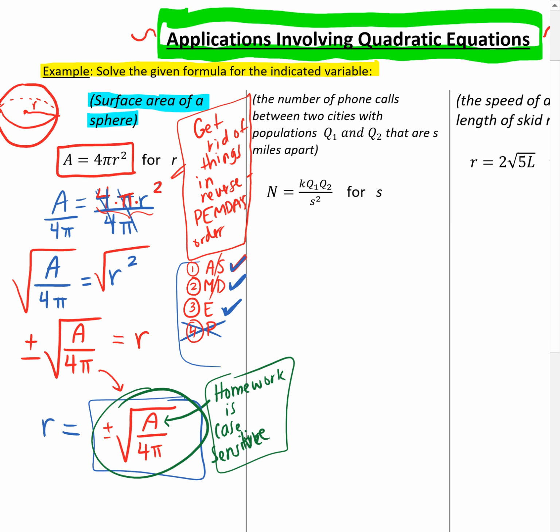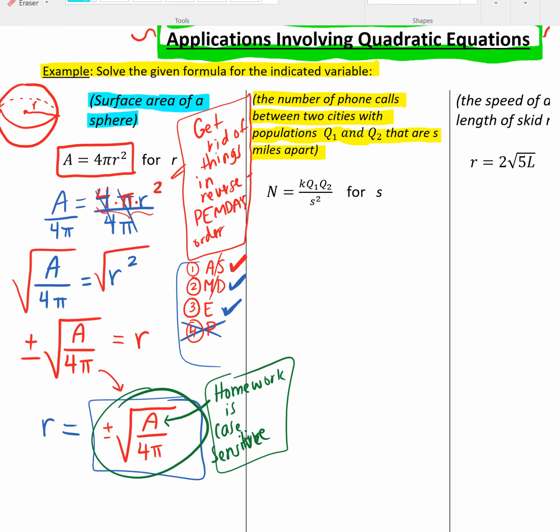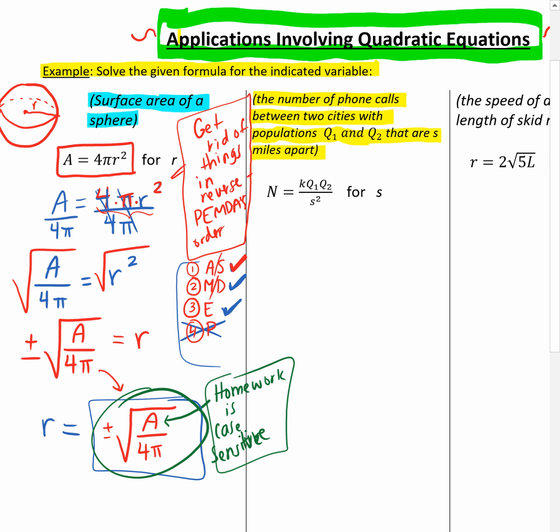Let's try the next one here. The next one, that's an interesting concept too. The formula that's coming next, it represents the number of phone calls between two cities where the cities have populations Q1 and Q2, and they're S miles apart. So that's kind of interesting. Some people calculate about how many phone calls will happen between two cities based on their populations and how far apart they are. So anyway, we have this formula and they want us to solve for S.